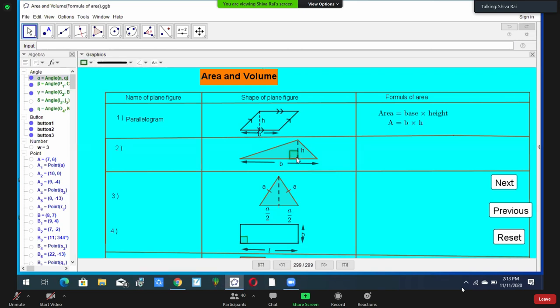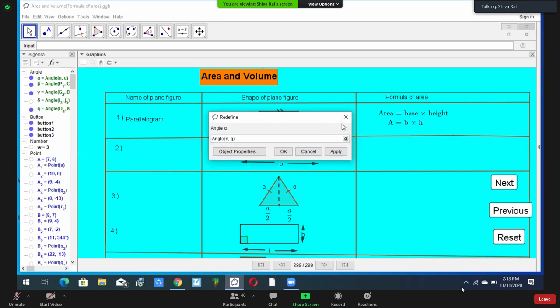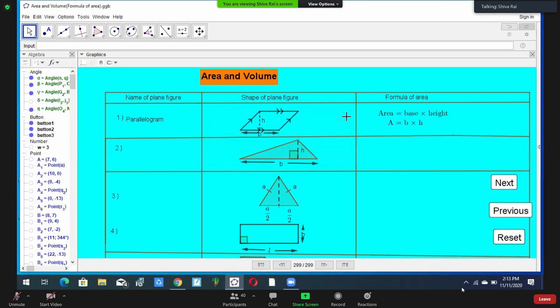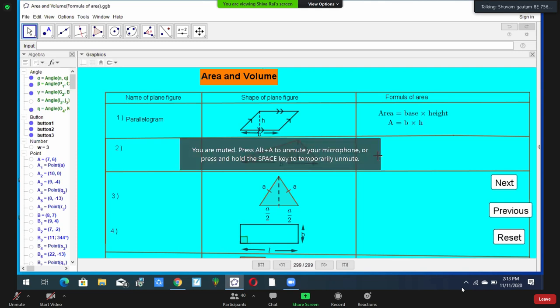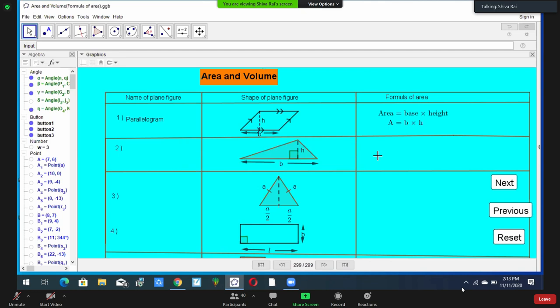Don't forget. To be height, it must be perpendicular. If it is not meeting at 90 degrees, the other line is not height. Remember? So already you know how to calculate the area of triangle. You are familiar with the area of triangle. Tell me, what's the area of triangle formula? Half B into H. Yeah, you are right. 1 by 2 B into H.